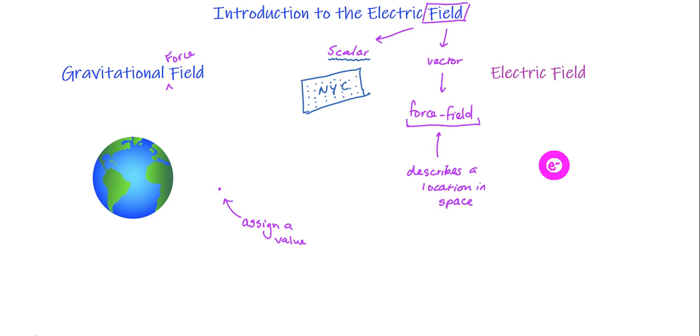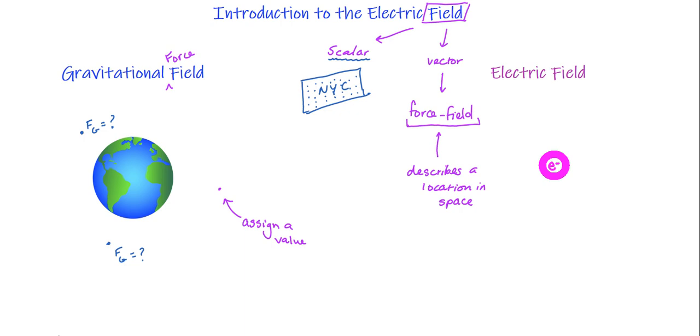What exactly are we assigning to every location in space? What is the value that's describing this location, or that location over here, or maybe this location over here? Well, when you look at a gravitational force field, what we're really trying to say is: at this location right here, what is the gravitational force? At this location right here, what is the gravitational force? So the value is gravitational force, just like temperature was the value assigned to each location on the New York City map.